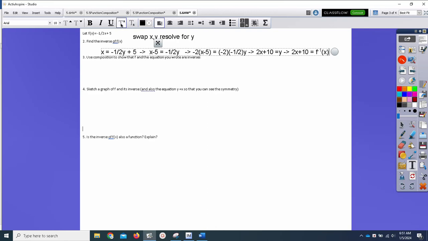So, the next job is to show that f and the equation you wrote are inverses. The deal on this is if f of its inverse returns the identity function x, and the inverse composed of f of x returns the identity function x, the two are inverses.